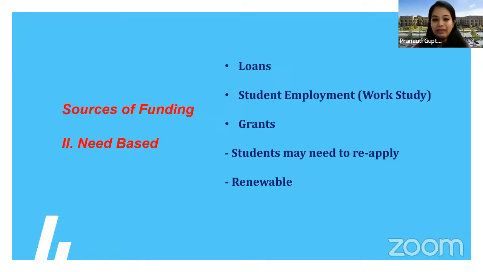Then we have grants, and these grants are free money, and at times they do consider academics, but grants are typically given to students based on finances, and students may have to reapply to them, and you would have to check if they are renewable at any point. Are they awarded only at the time of admission, after the admission, or also for the coming 2 to 3 years of your education in the US?